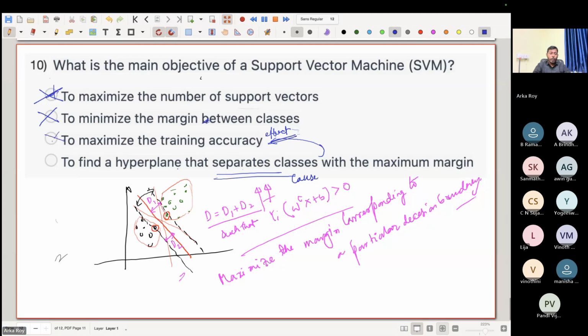Rather, this particular answer, to find the hyperplane, that means you are trying to find the decision boundary that separates the classes with maximum margin. That is the main motto of SVM. Again, in the NPTEL quiz forum, I have seen that they have marked a wrong option to be the correct one. But again, the answer given by NPTEL is incorrect.